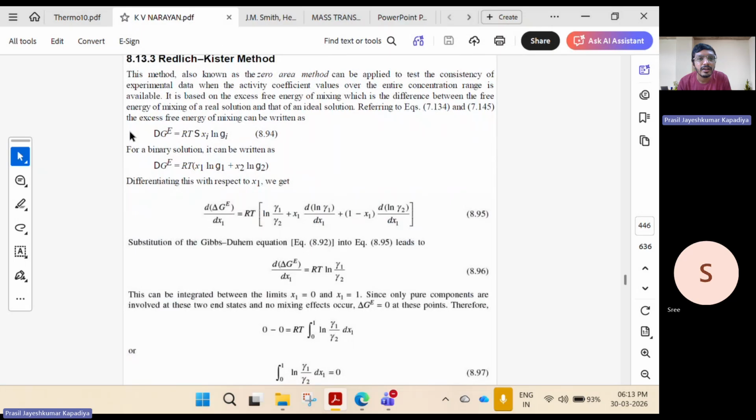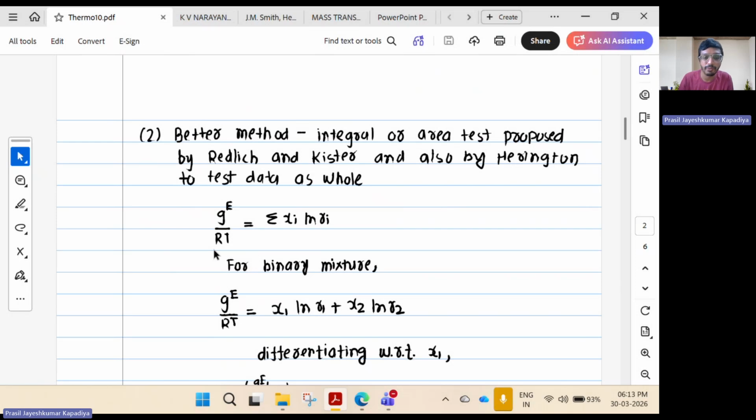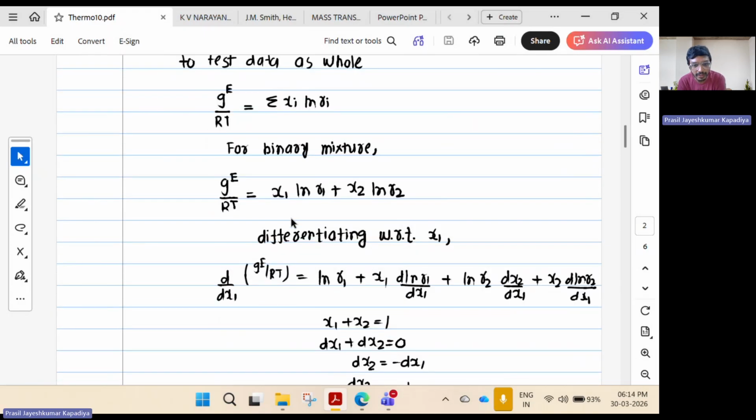So if we look at this method, we know this equation: G by RT is equal to the summation over i of xi ln gamma i. So what can I write? For a binary mixture, G by RT is equal to x1 ln gamma 1 plus x2 ln gamma 2. Let's say I want to differentiate this equation with respect to x1.